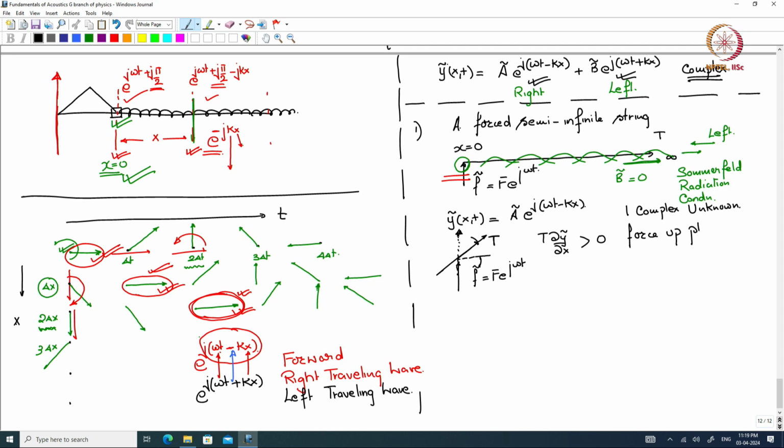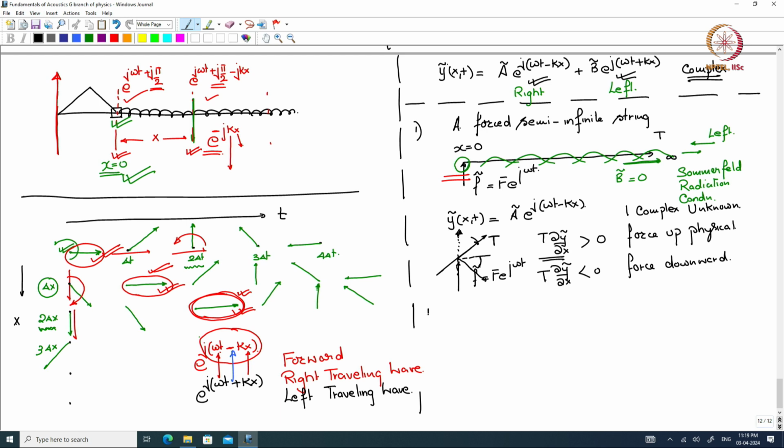This is the physical picture, the mathematical picture. Similarly, if del y del x is negative, that means the string has this shape, then T del y del x is negative, okay, and physically you can imagine that the force is downward. Okay. So the sign is accounted for along with the physical picture.